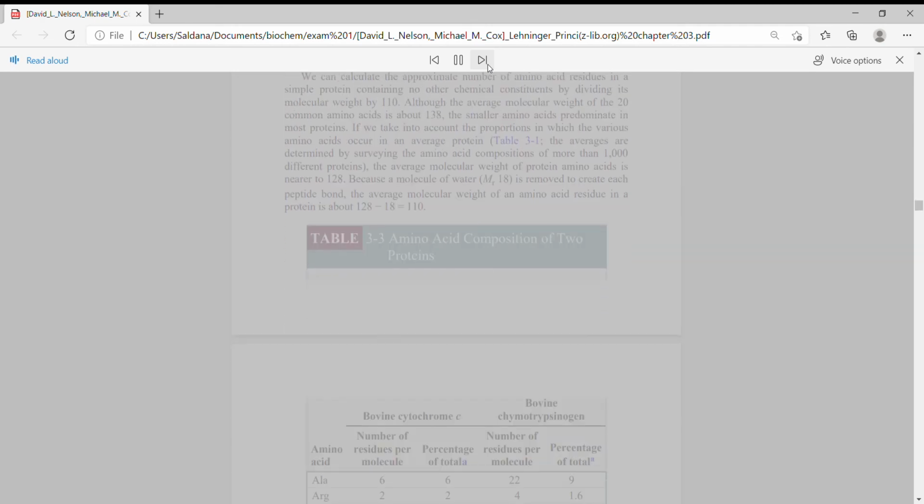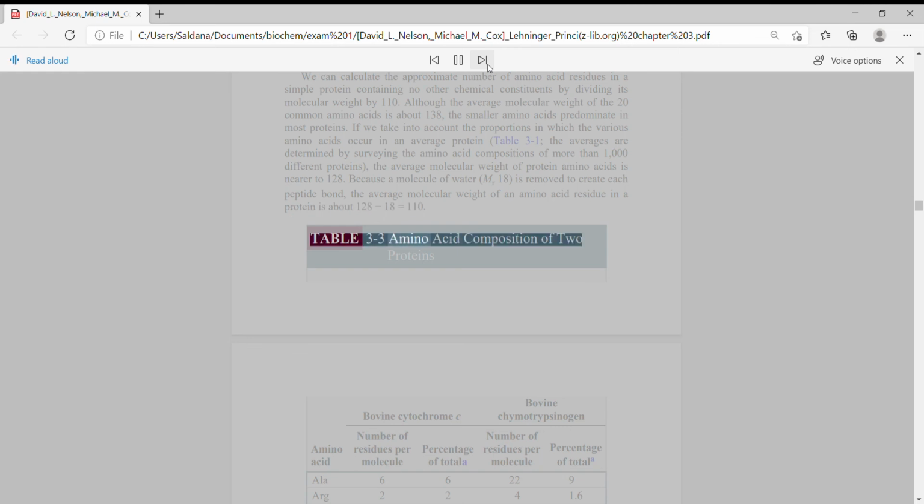We can calculate the approximate number of amino acid residues in a simple protein containing no other chemical constituents by dividing its molecular weight by 110. Although the average molecular weight of the 20 common amino acids is about 138, the smaller amino acids predominate in most proteins. If we take into account the proportions in which the various amino acids occur in an average protein (Table 3-1, the averages are determined by surveying the amino acid compositions of more than 1,000 different proteins), the average molecular weight of protein amino acids is nearer to 128. Because a molecule of water, Mr 18, is removed to create each peptide bond, the average molecular weight of an amino acid residue in a protein is about 128 - 18 = 110.